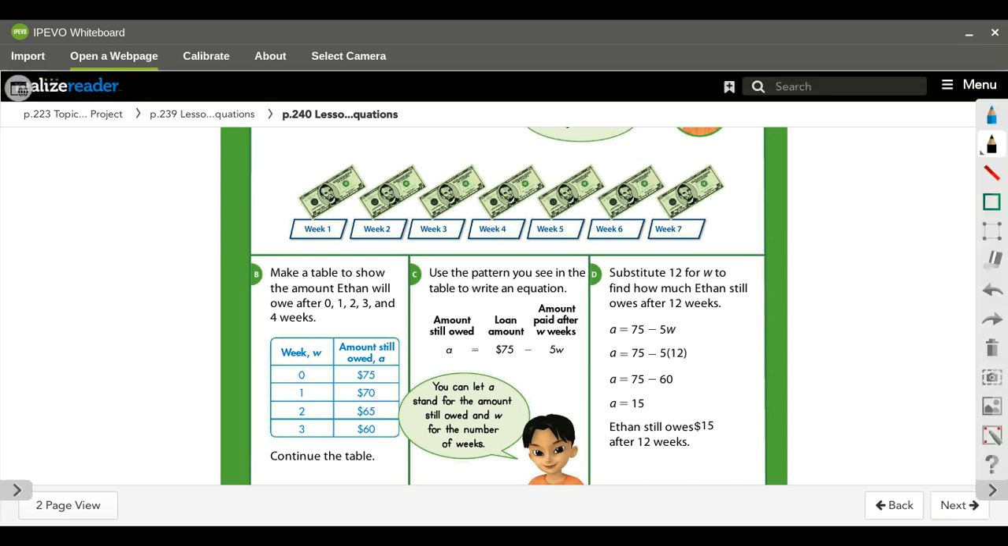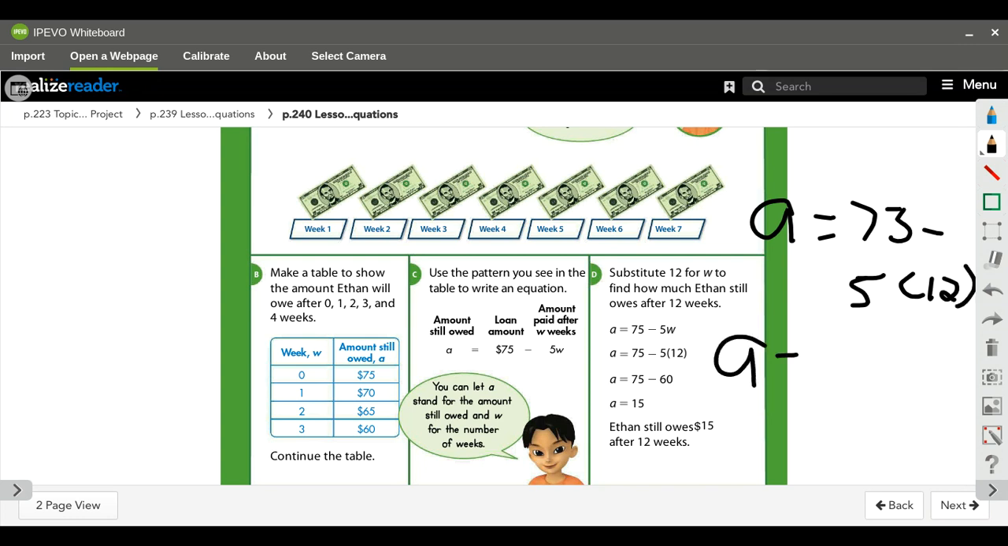So when I substitute the 12, what I'm going to do is A equals 75 minus 5 times 12. And then it becomes A equals 75 minus 60. And then I'm left with A equals 15. He still owes $15 after 12 weeks.